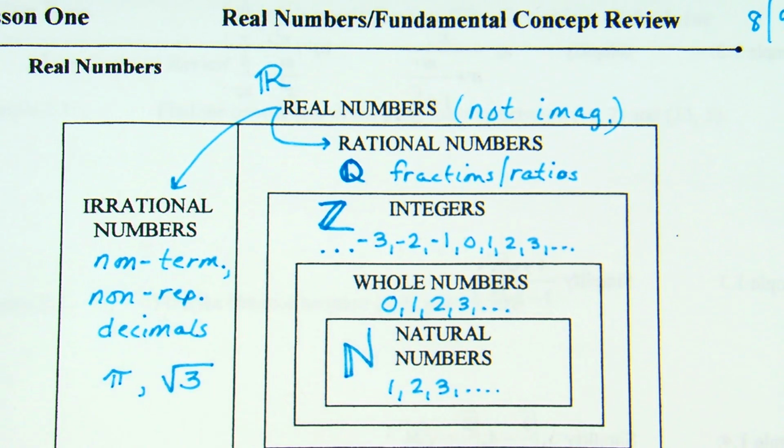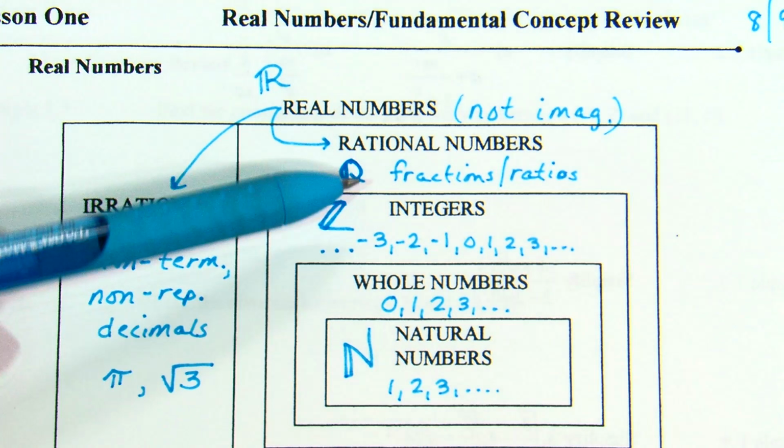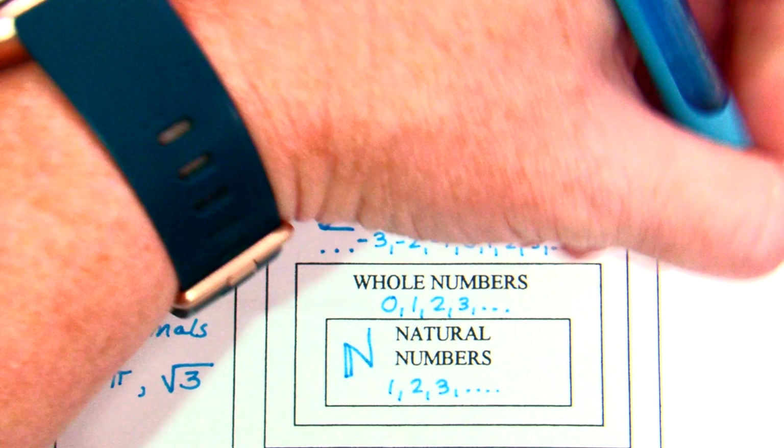Now, for set notation. Okay. Natural numbers, yes? They're a part of whole numbers. Whole numbers are part of integers. Integers are part of rationals. Rationals are part of reals.